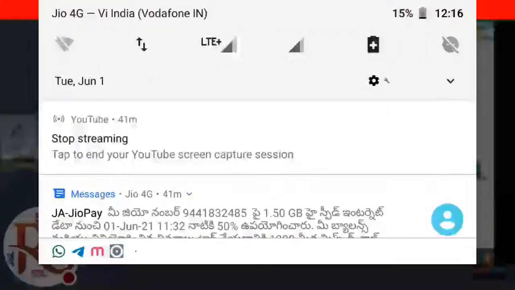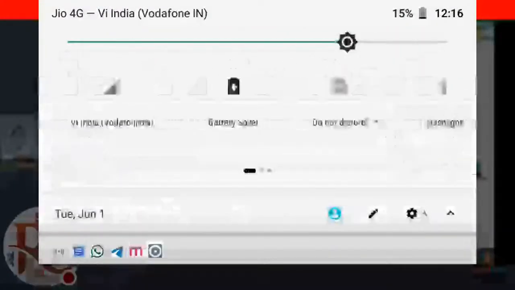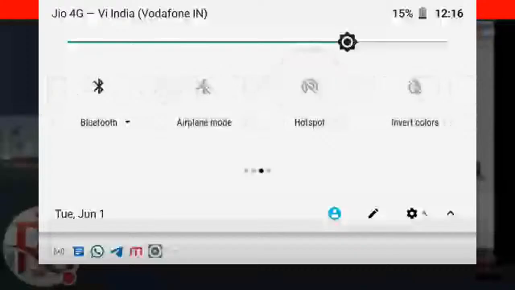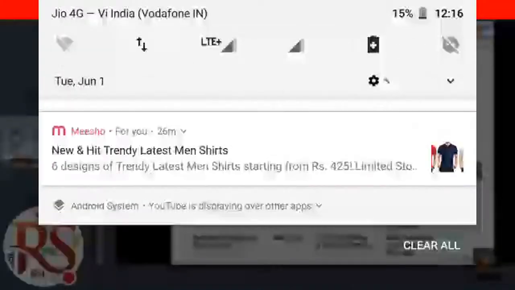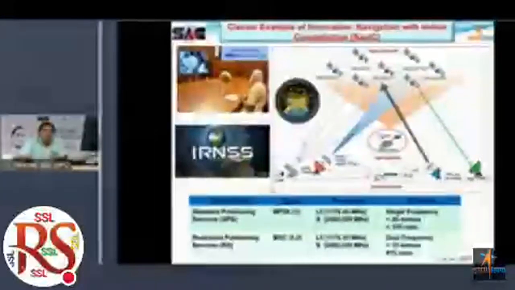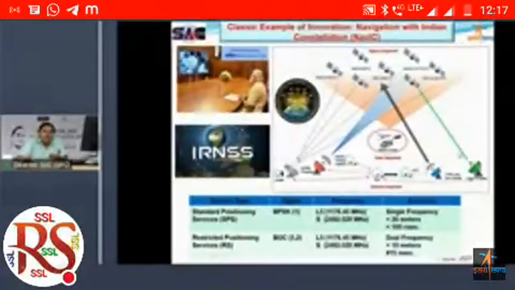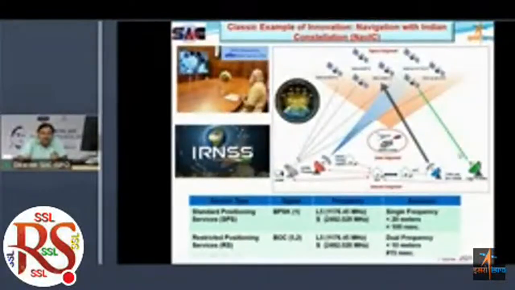So why is this required? We call it IRNSS, Indian Regional Navigation Satellite System. Why was it developed? Because during the Kargil War in 1999, if some of you remember, our soldiers faced a lot of problems in Kargil. They were using GPS, because GPS is everywhere. 95% of things we use related to electronics contain a GPS chipset. Our weapons also contain a GPS chipset.